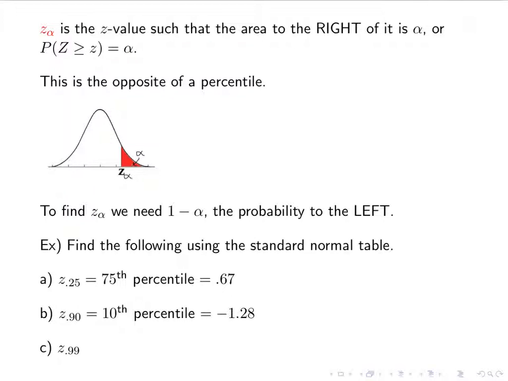The last one is z sub 0.99. So alpha is 0.99, but again, the number that we need is 1 minus alpha, which is the first percentile. Again, 1% is way less than 50%, so we know that it's going to be a negative number. So again, you want to look for 0.01, the number that's closest to that, and we should be getting negative 2.33.